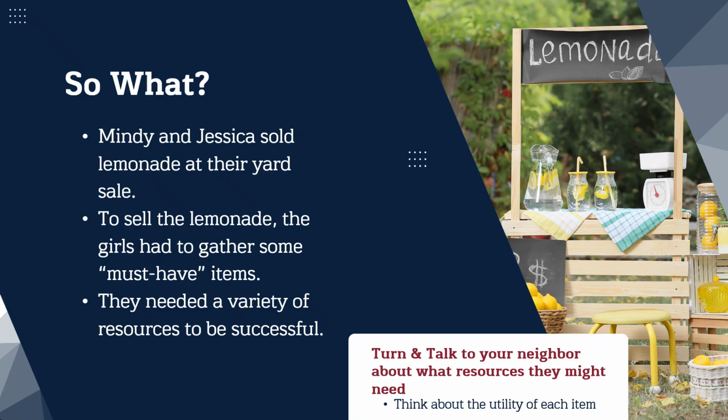Why is this important? Now let's look at the scenario. Mindy and Jessica sold lemonade at their yard sale. To sell lemonade, the girls had to gather some must-have items, and they need a variety of resources to be successful. So take a moment and either put this on paper or turn and talk to your neighbor. What resources might they need? Think about the utility of each item that Mindy and Jessica will need to be successful.